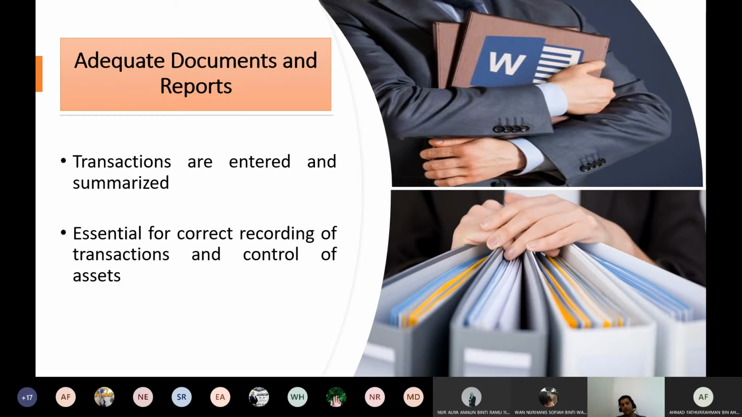Then lastly, the last activity of internal control is about adequate documents and reports. Transactions are entered and summarized, and this is essential for correct recording of transactions and control of assets.